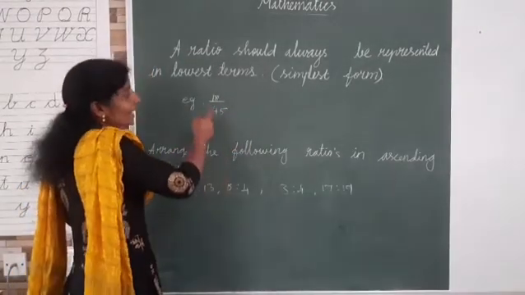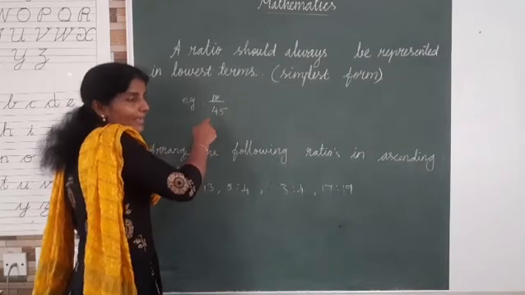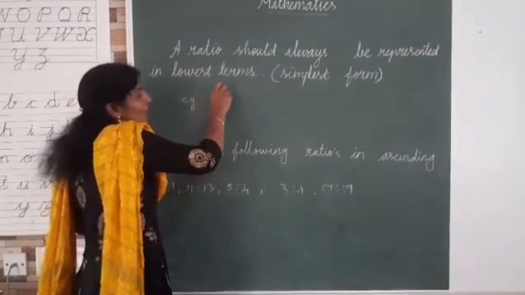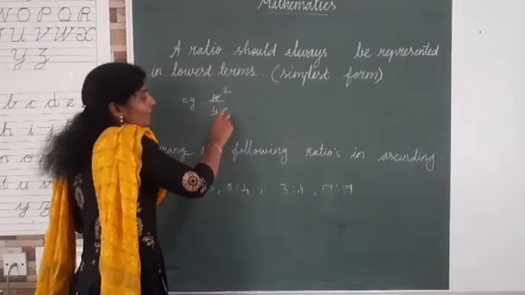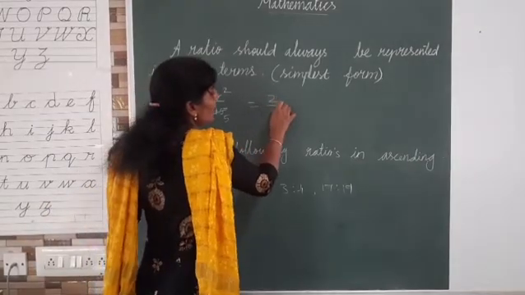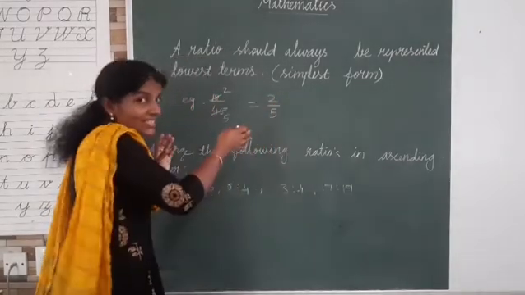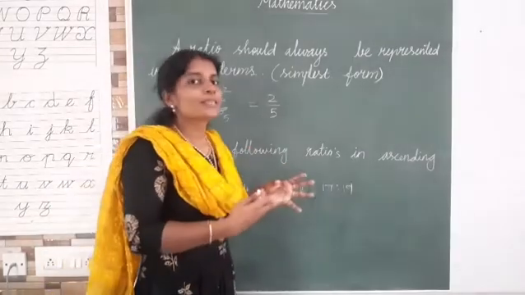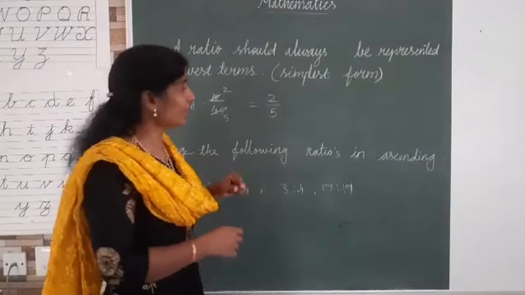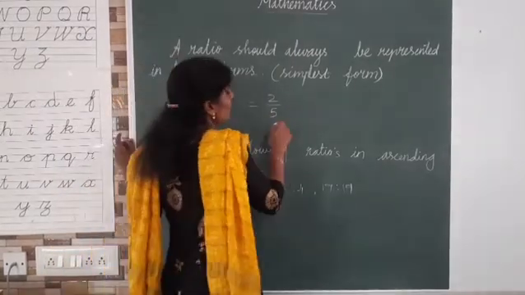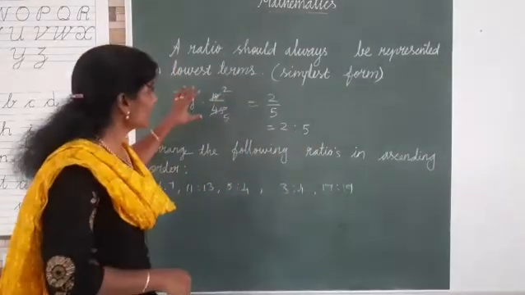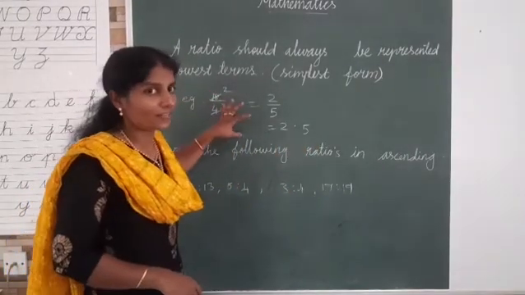Here 18 and 45 are in the 9 table, isn't it? Now we can use the 9 table: 2 9s are 18, 5 9s are 45. That is equal to 2 by 5. This is the fraction form. Now we need the ratio form, so we write 2 is to 5.